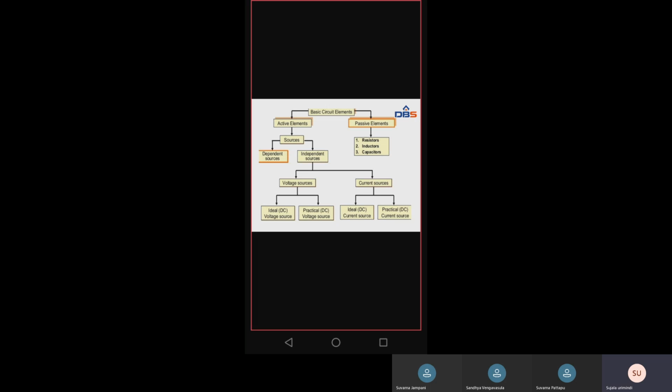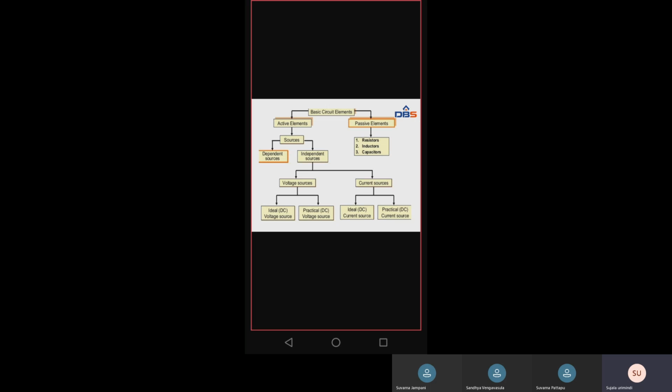When we take the practical point of view, there is a drop. In the voltage source, whatever the current is, the voltage is always maintained constant. In the current source, whatever the voltage is, you have to maintain the current constant. That is called an ideal current source. And then we have to take the passive element.